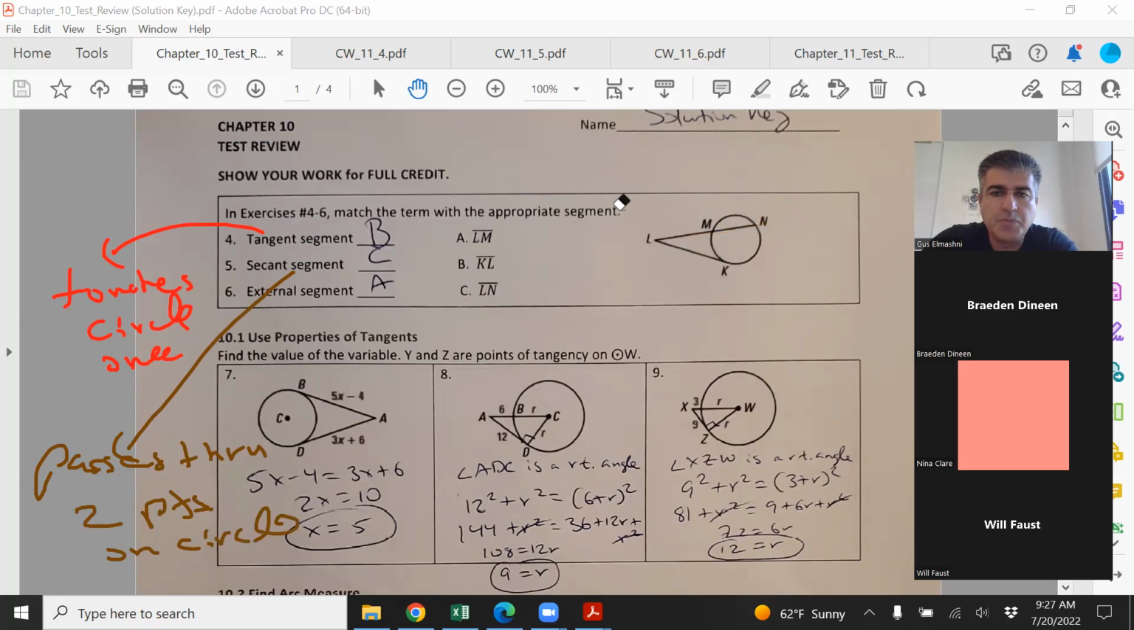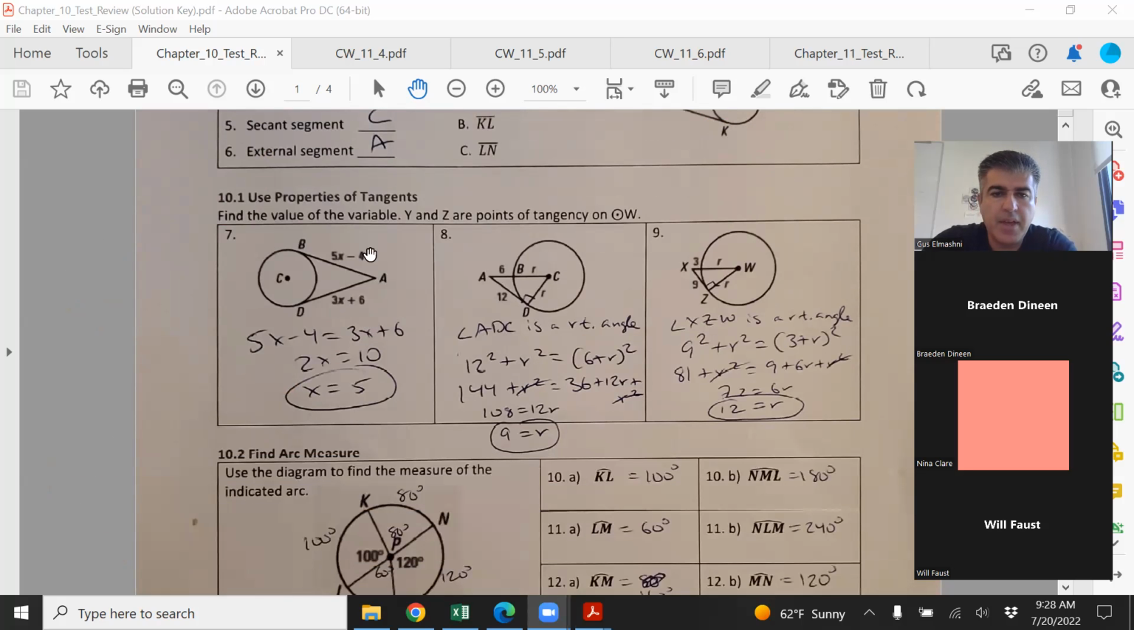And external just means outside, like exterior, or internal is inside, external is outside, right? So LM is completely outside, it's not even inside the circle. LK technically is external too, but because it's touching at one point, if you extend that, that's what we call a tangent. But LM, if you were to extend that, it would touch another point on the other side. So that's what we call an external segment.